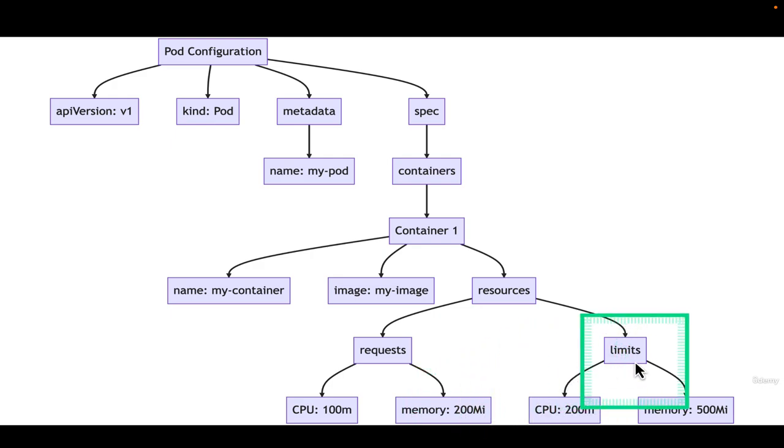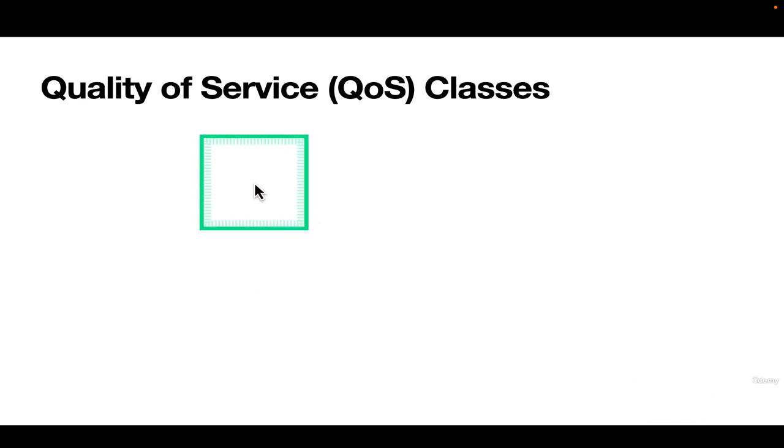And the same for limits, where you have the upper limit. So just think of request as the lower limit and limit being the upper limit. So CPU 200 millicore and memory 500Mi. So this is Mi. So next is quality of service classes.